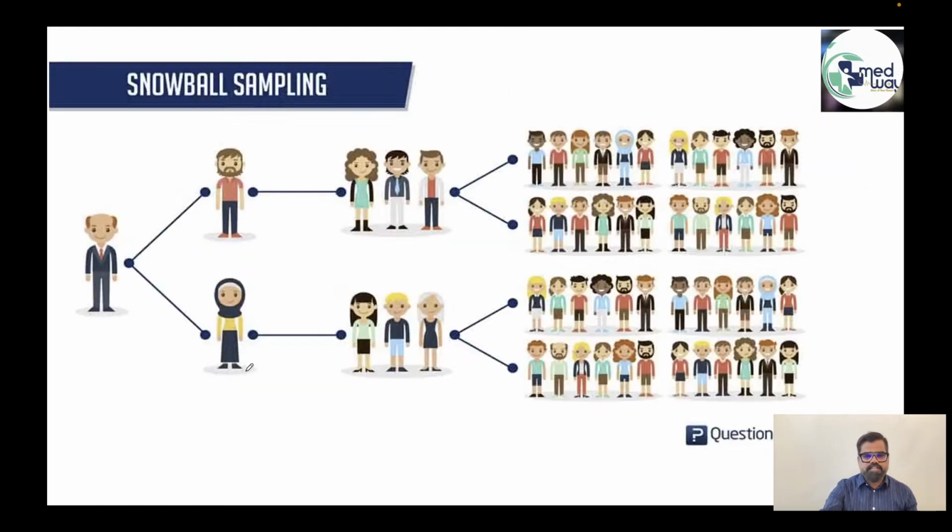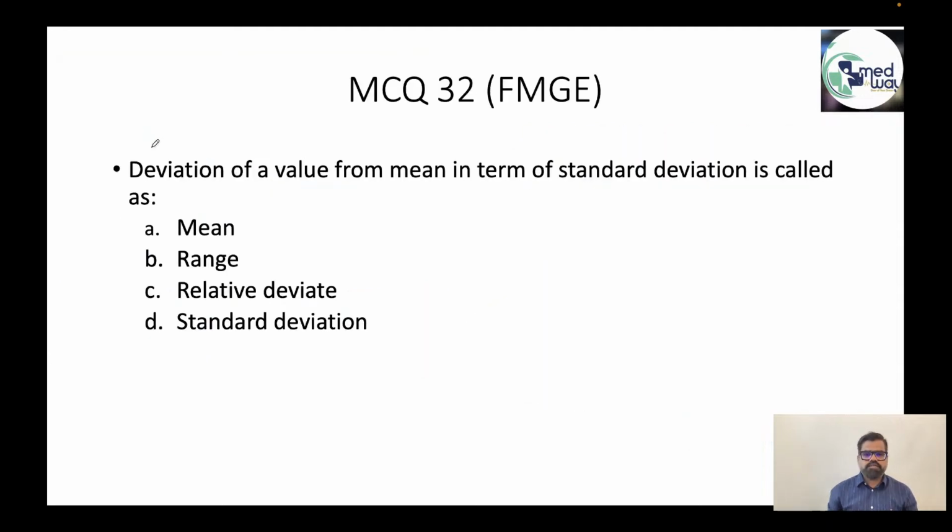Snowball sampling, I'll give you the example. This gentleman hired these 2, this person hired these 3, this lady hired these 3, and gradually we are increasing. The ball is growing bigger and bigger. So this is snowball sampling. Okay, let's move to the next question.